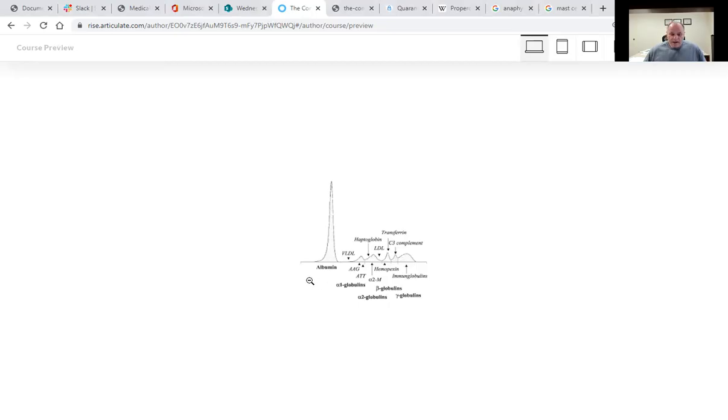Albumin is a protein that maintains the osmotic balance in blood. It keeps water from just escaping the blood vessels. And so complement is part of the beta globulin portion of serum. So there's alpha 1 globulins, alpha 2, beta globulins, and gamma globulins. Antibodies are in the gamma globulin region of serum, and complement is in the beta globulin region.